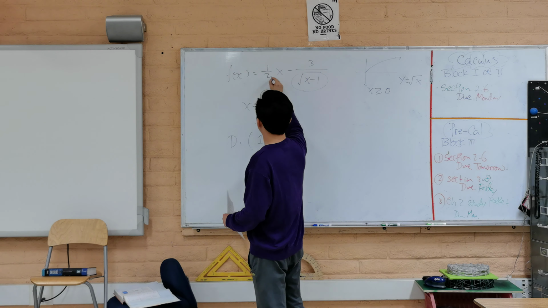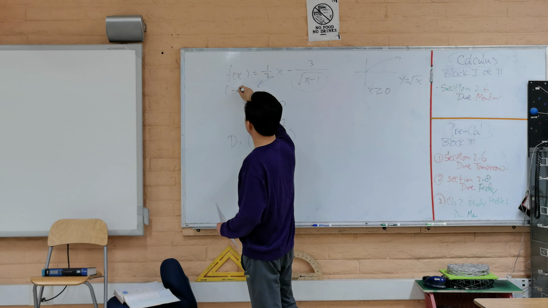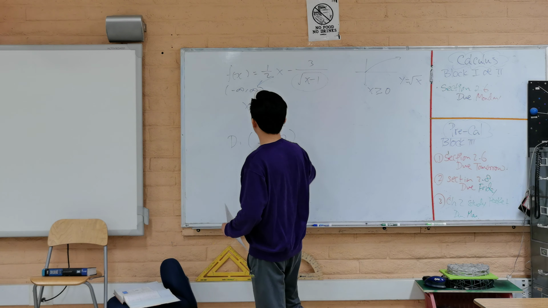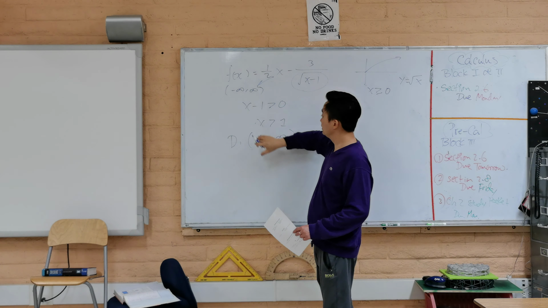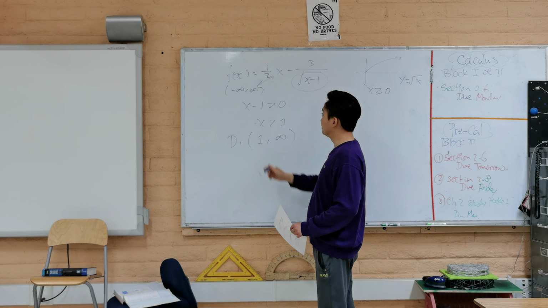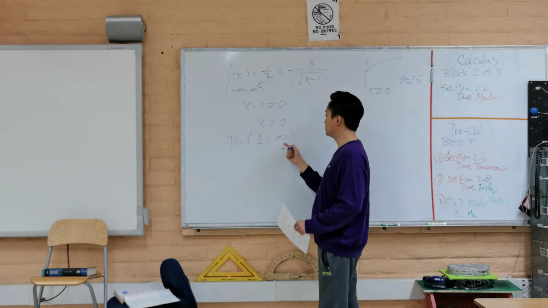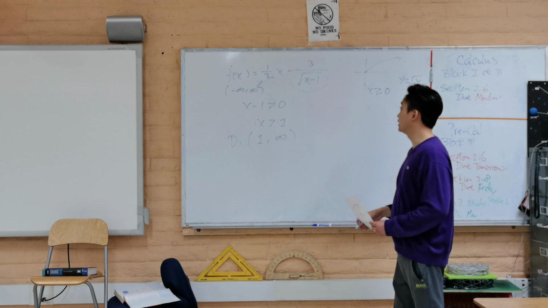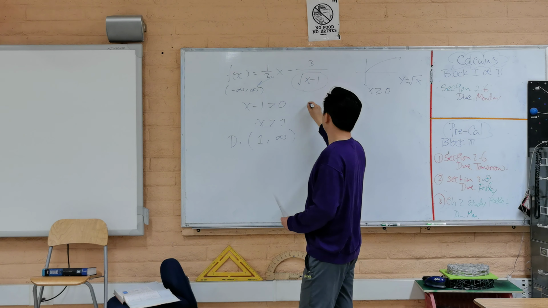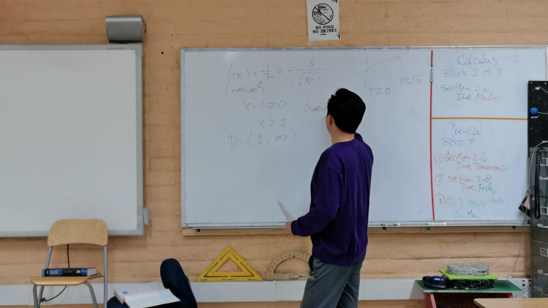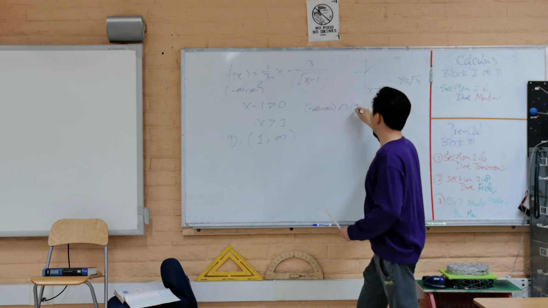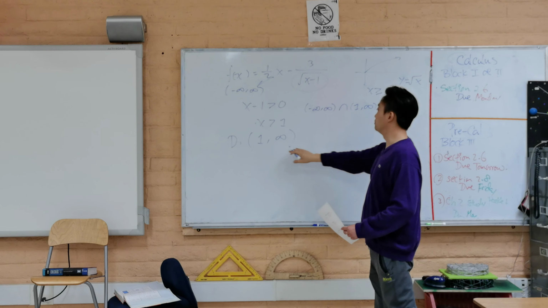The reason is that this part of the domain here is negative infinity to infinity. So we want to find out the intersection of these two domains, the things that they share in common, which is from 1 to infinity. So again, negative infinity to infinity intersect with 1 to infinity is from 1 to infinity.